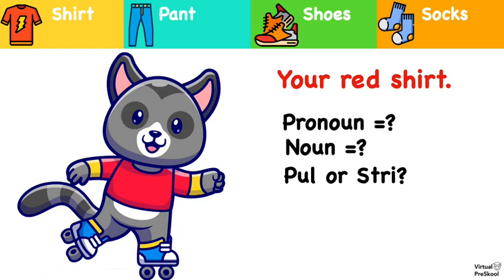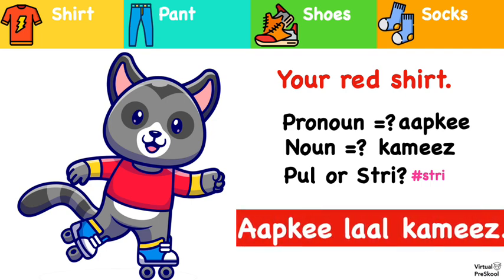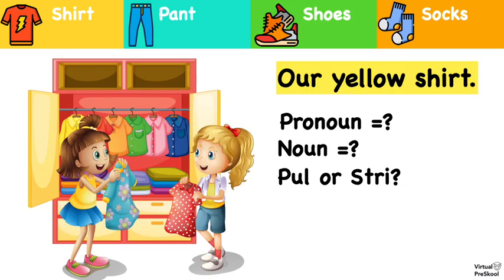All right, let's do your red shirt. What's the noun? Shirt. How do we say that in Hindi? Kameez. Is it pull or stri? Stri. What form of the pronoun your would we use? Aapki. Now put it together. Aapki lal kameez.